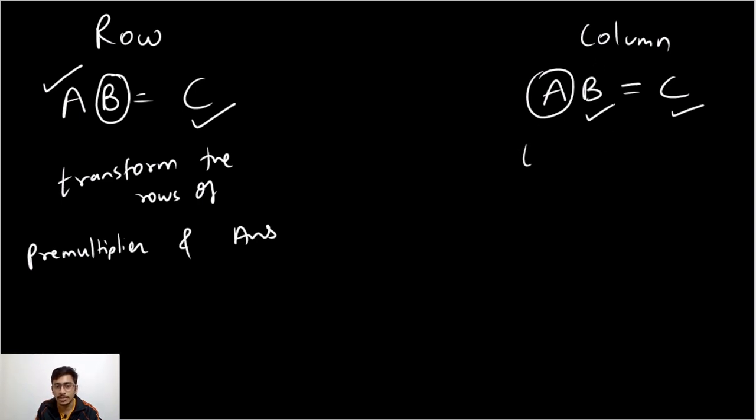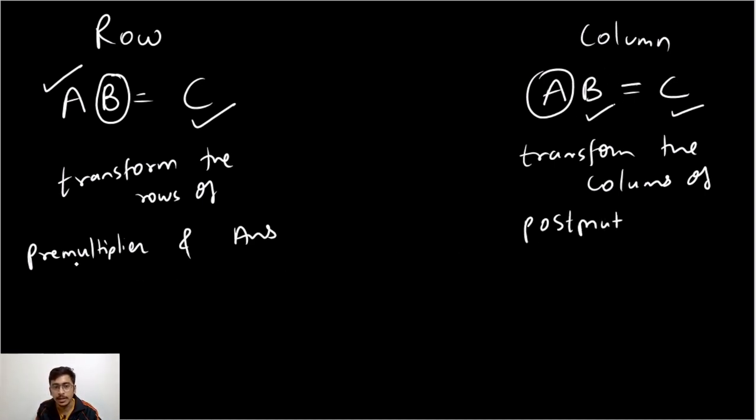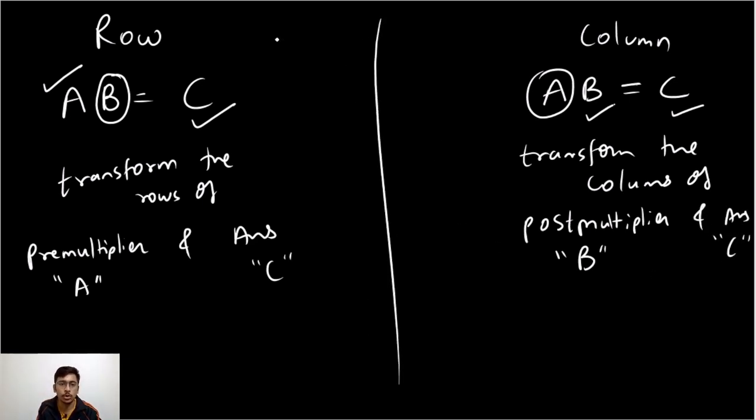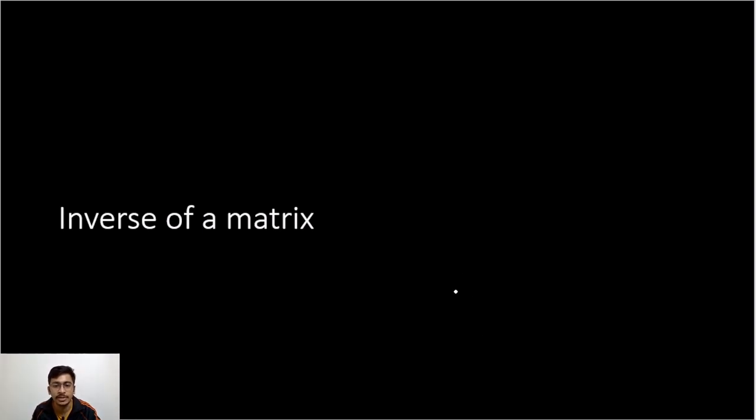But in case of columns, transform the columns of the post multiplier. In this case, our post multiplier is B. In this case, pre-multiplier is A and answer is basically C. Who is our post multiplier? Post multiplier is B and answer is C, correct? So that is how row and column transformations work. And with the help of these row and column transformations, we can study how the inverse of a matrix is found out.